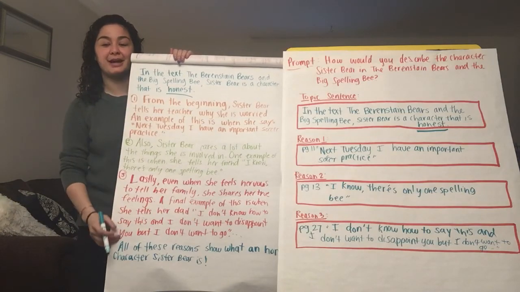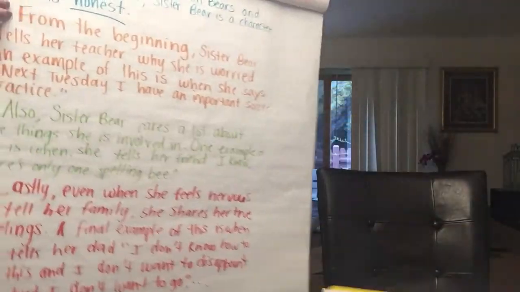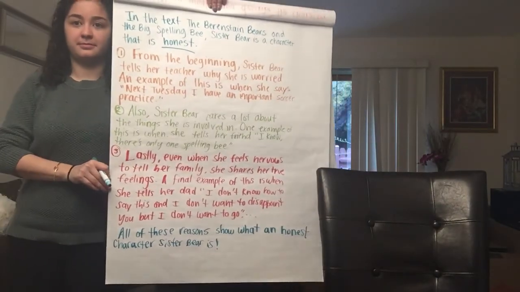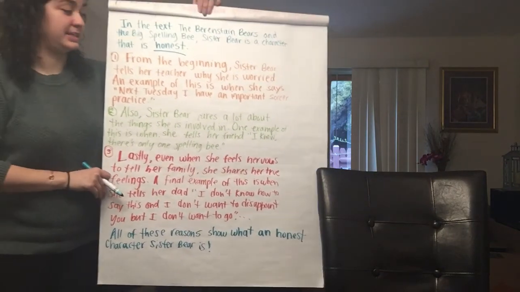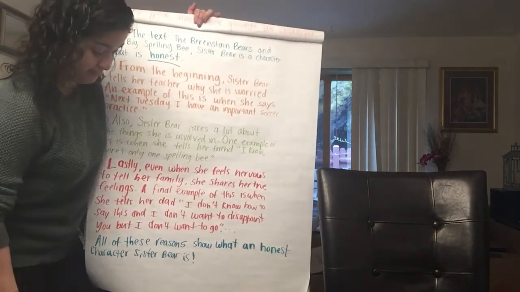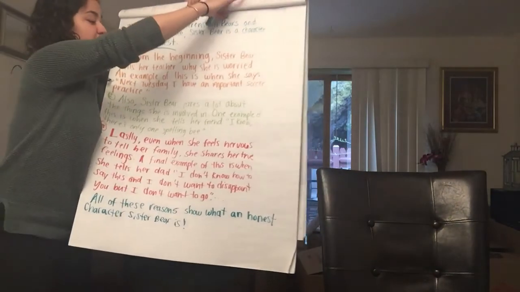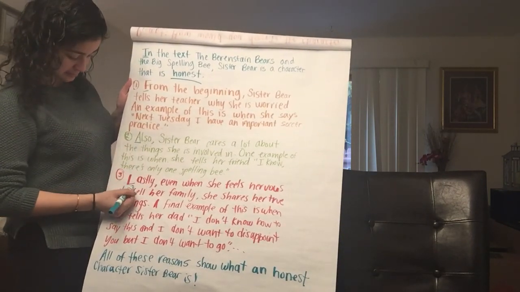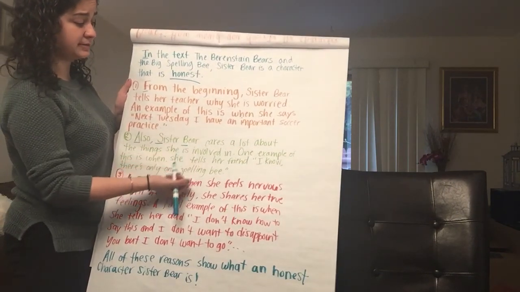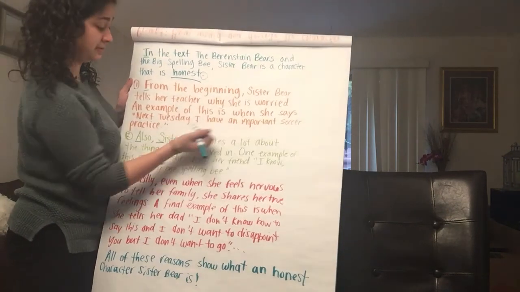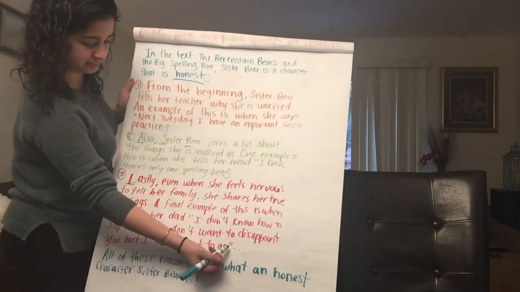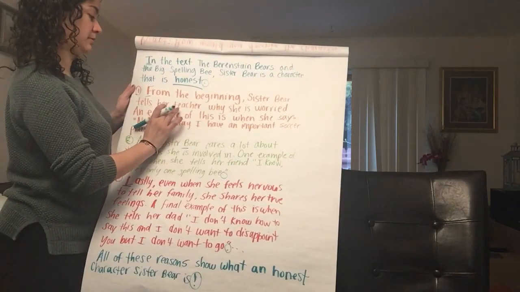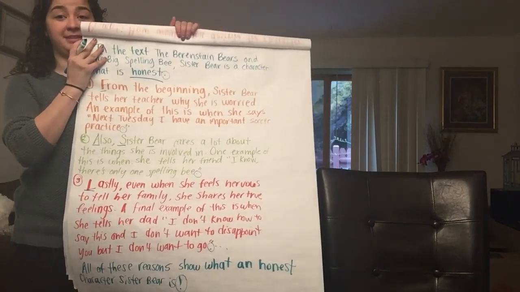Now we have finished our writing. I'm going to hold it up close to the screen so you can pause this video. And I will also include a picture so you can see it. Now, remember, when you finish your writing, you need to make sure that you're checking your capitals, which come at the beginning of a sentence. We're making sure that proper nouns are capitalized. We're making sure we have punctuation. We're making sure we have finger spaces. And lastly, we make sure our writing makes sense.